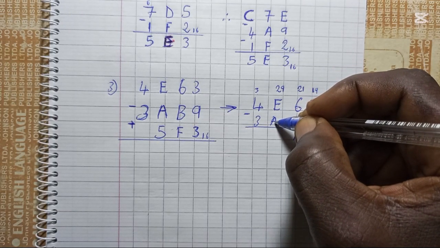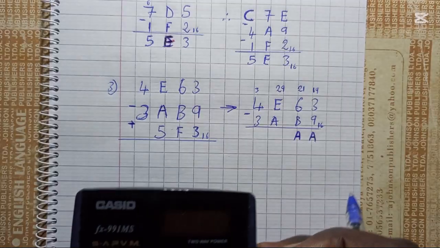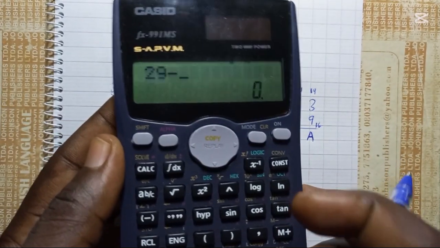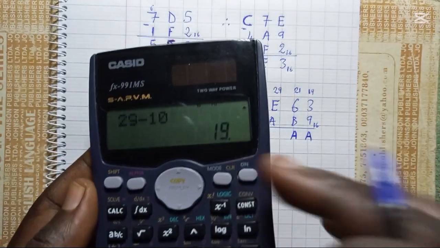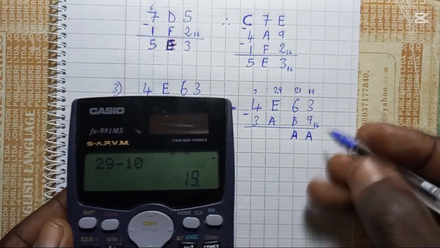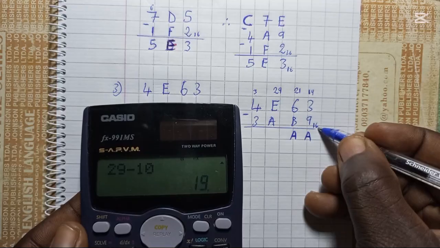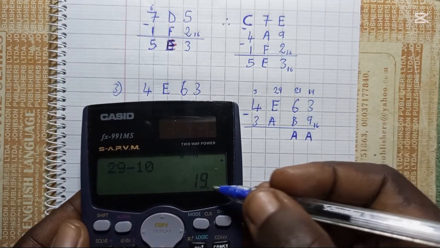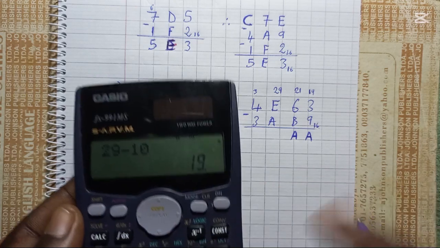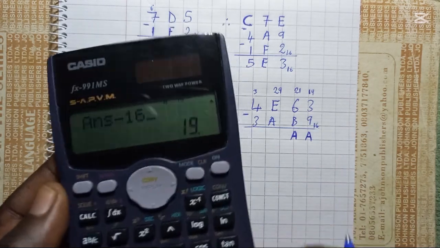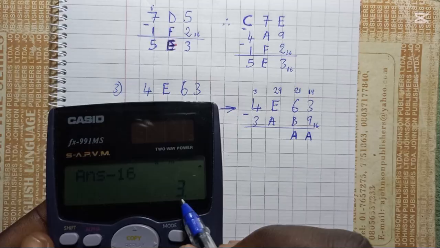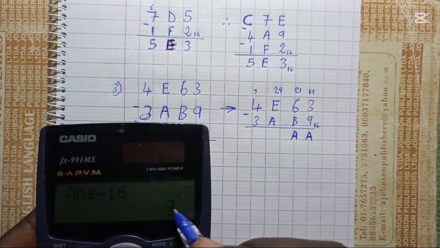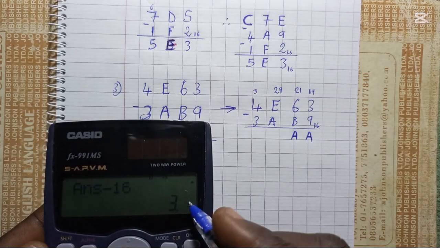29 minus A. A is 10. That is 19. 19 is bigger than 16, the base we are working with. So how many times can we get 16 in 19? That is 1 times 16. 19 minus 16 will give us 1 remainder 3. You can get 16 in 19 once and a remainder of 3.